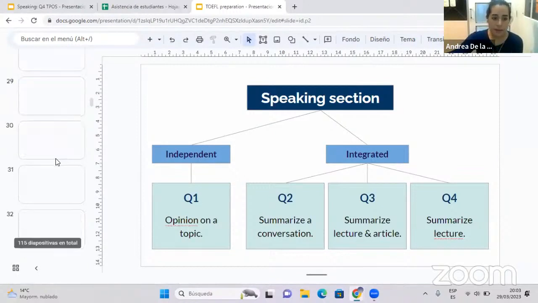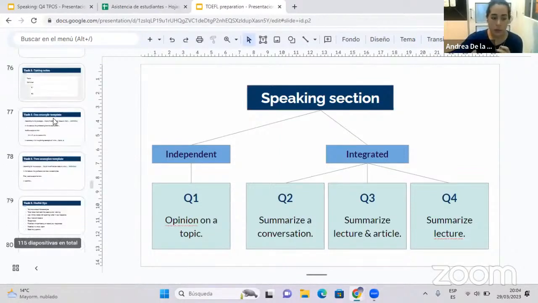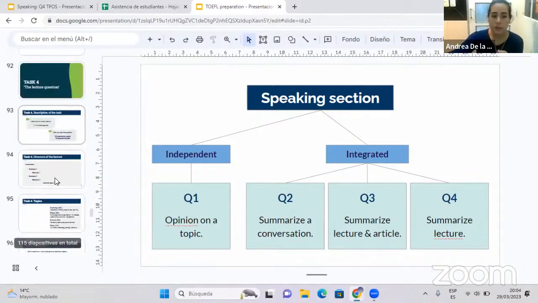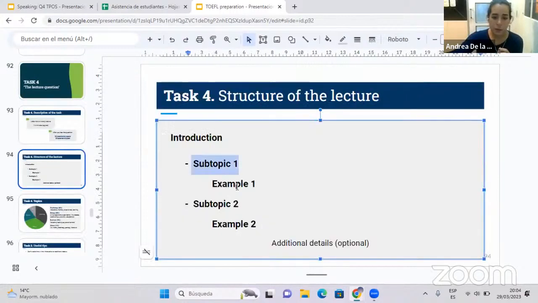Remember that in the lecture, the structure is always the same. So in this lecture, you will always have 2 subtopics and 2 examples. So whatever the topic is from the lecture, you will always have 2 subtopics. It's always going to be divided into 2. And each subtopic will contain its own example, right? That was the structure. You have an introduction first, the first subtopic, example, second subtopic, and example.